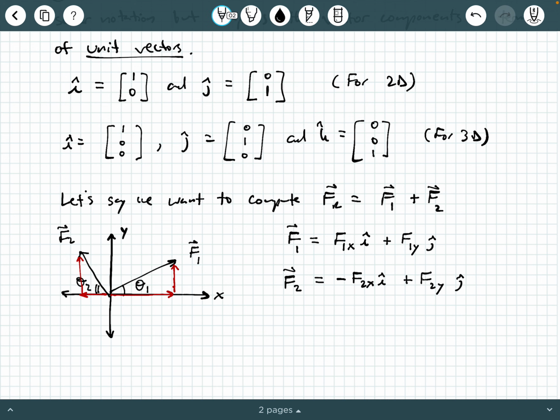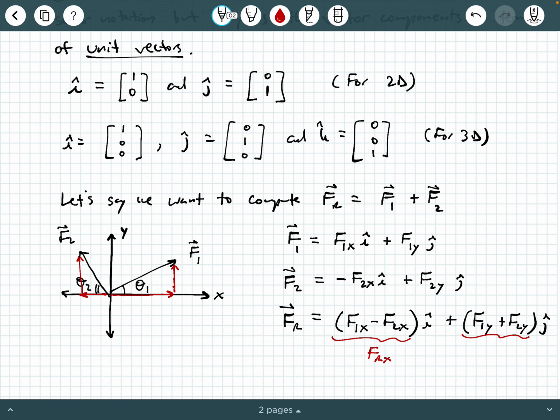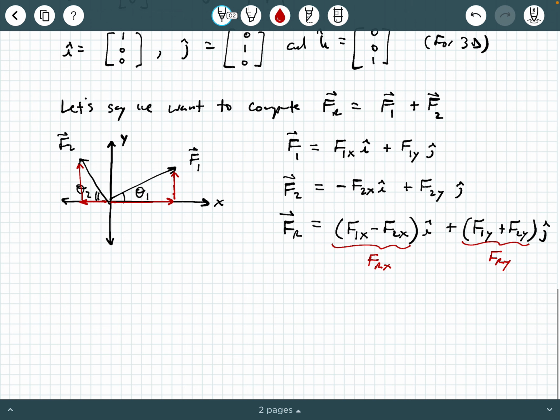Now, if I want the resultant here, if I want FR as a Cartesian vector, what I'm going to do is add up the x components and then separately add up the y components, and I'm going to express it like this: F1x minus F2x times i plus F1y plus F2y times j, all right? And so what do these combined terms mean? Well, F1x minus F2x, that's just FRx. And F1y plus F2y, that's FRy, okay?